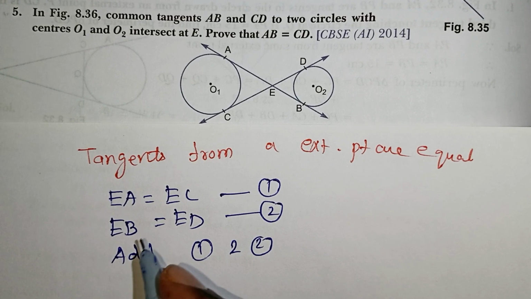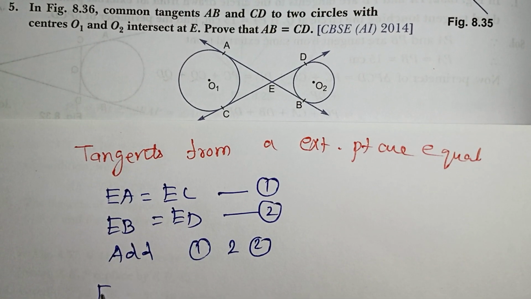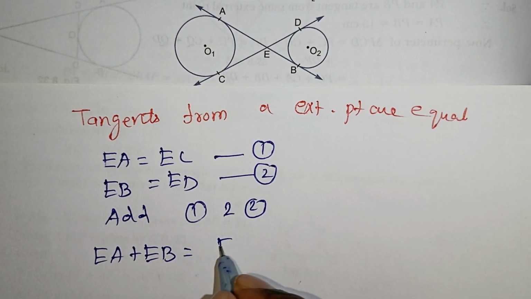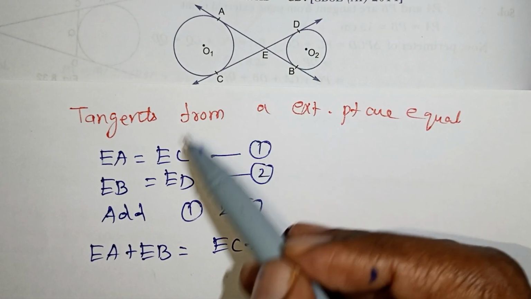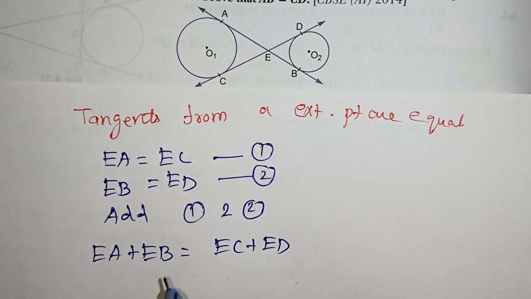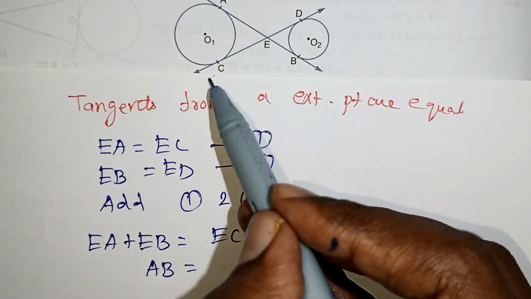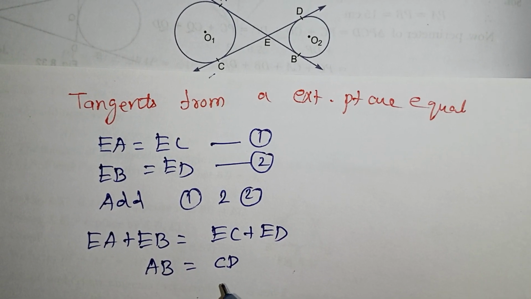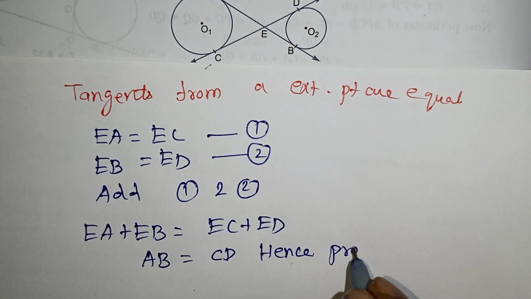So we are adding the two equations, left hand side added together, right hand side added together. So EA plus EB will be equal to EC plus ED we can write. If we add EA plus EB, we get the total length AB, so AB is equal to EC plus ED. If we add EC plus ED, we get CD. So AB is equal to CD is the proof. They ask us to prove that. So hence proved. This is our final value.